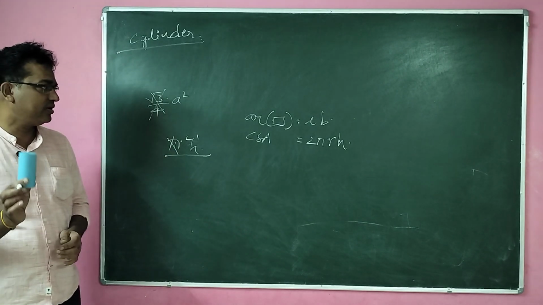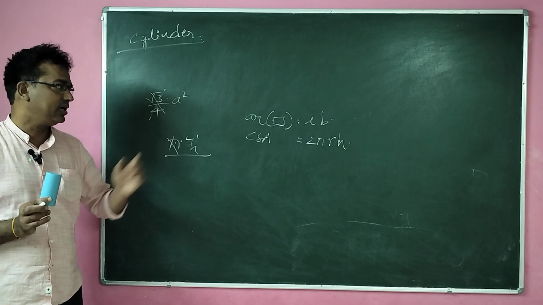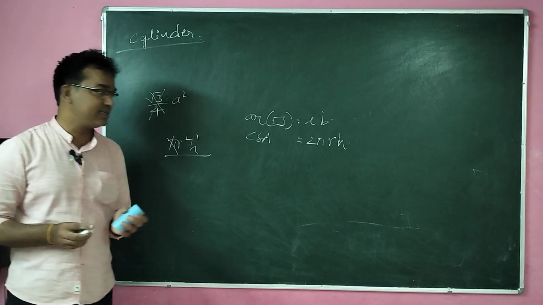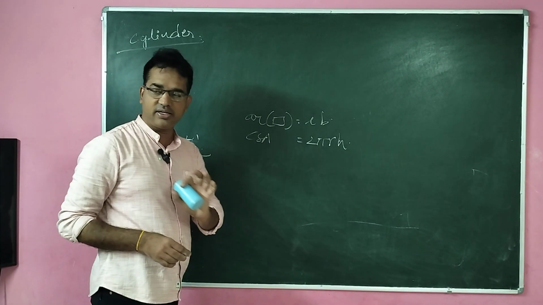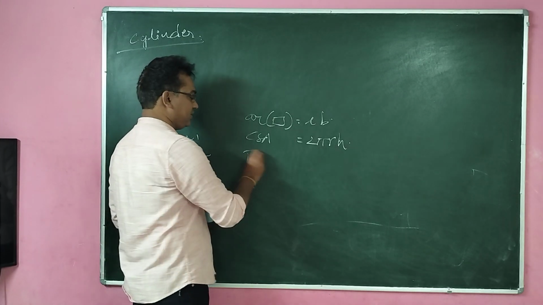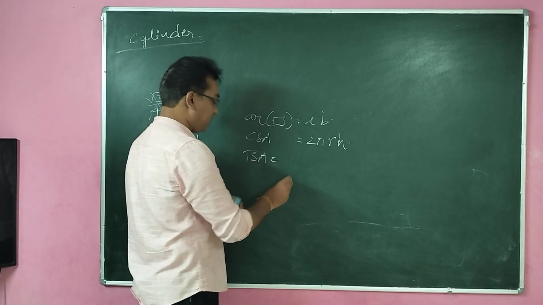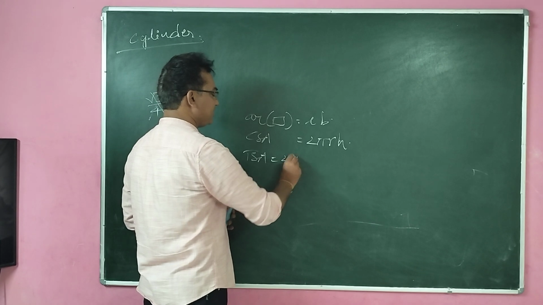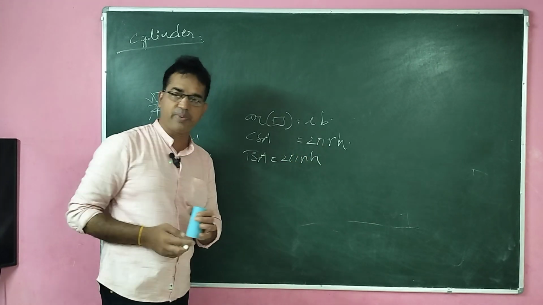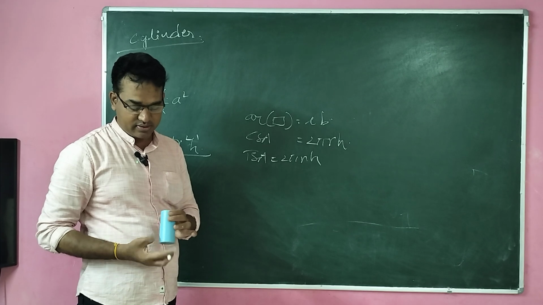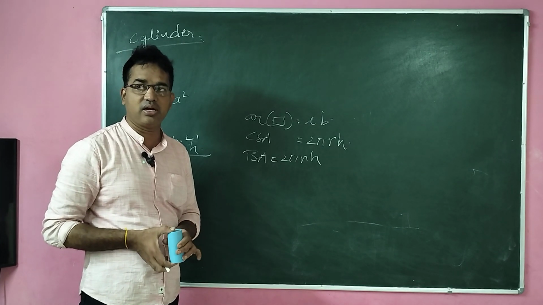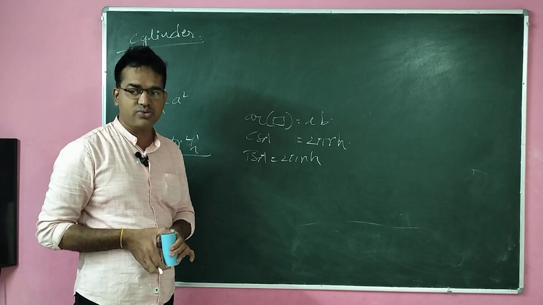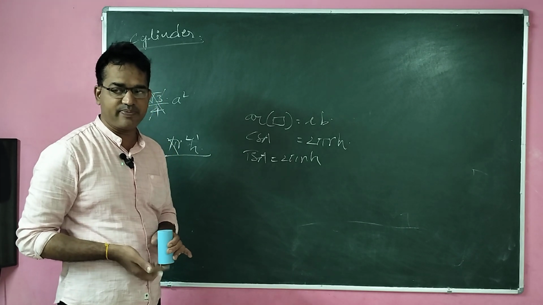This CSA is over and volume is over. Next is TSA. Afterwards we will write it; first let me explain. TSA, what will come? First you take CSA, 2 pi r h. Then plus how many circles are there? Top and bottom, 2 circles. Pi r square plus pi r square.